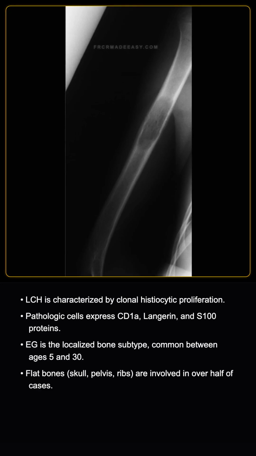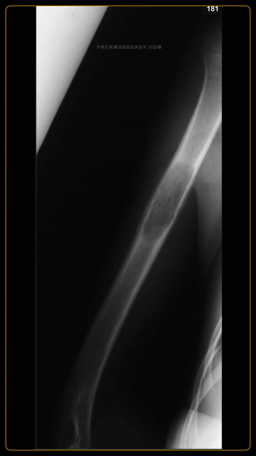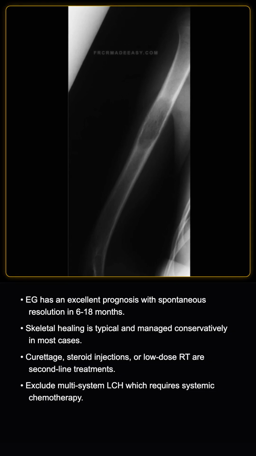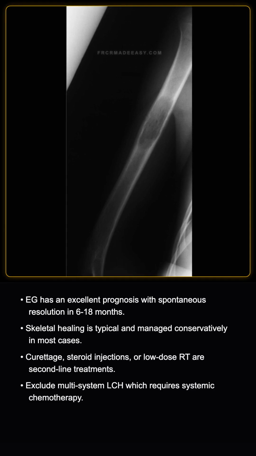In long bones, it typically involves the diaphysis, and the growth plate serves as a strong barrier, preventing extension into the epiphysis. What is the prognosis and typical clinical course for skeletal eosinophilic granuloma? Skeletal eosinophilic granuloma has an excellent prognosis, with many lesions undergoing spontaneous resolution and osseous remodeling within 6 to 18 months. Because of this self-limiting course, management is often conservative.